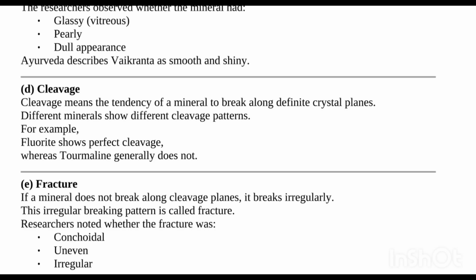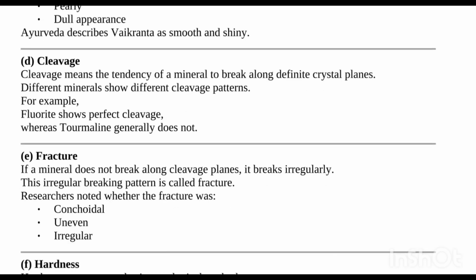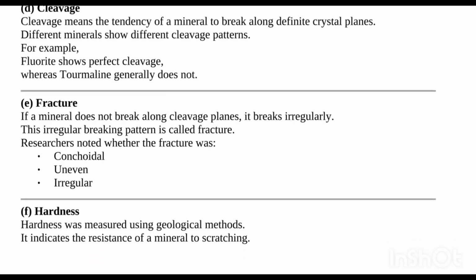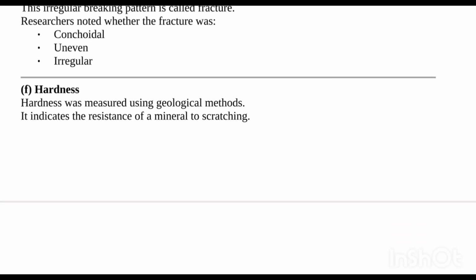Different minerals show different cleavage patterns. For example, fluorite shows perfect cleavage, whereas tourmaline generally does not. Now they studied the fracture. If a mineral does not break along a cleavage plane, it breaks irregularly. This irregular breaking pattern is called fracture. The researchers noted whether the fracture was conchoidal, uneven, or irregular.